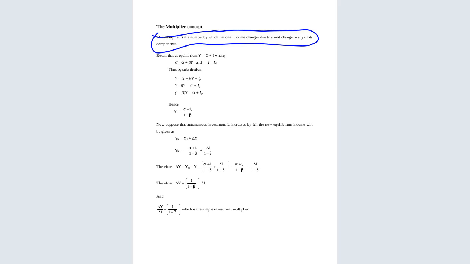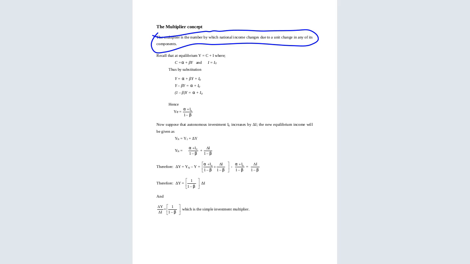So we understand the components of the national income. For example, consumption is one of the components of income. So we may want to know by how much the national income changes if consumption is increased by 1 unit. The number by which income changes as a result of a unit change in consumption is what we refer to as a multiplier.